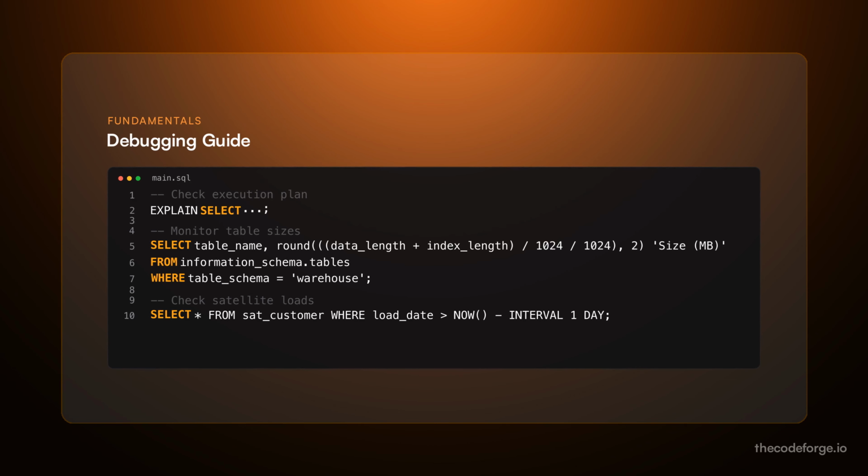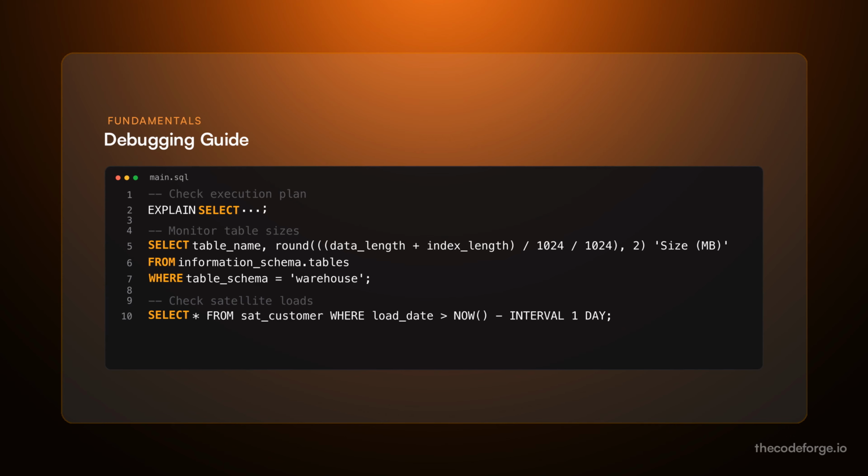When debugging Snowflake schema performance, start by checking the query execution plan. Look for nested loop joins and consider denormalizing or adding indexes. Use information schema to monitor table sizes and satellite loads for data vault, filtering with something like load date > now() - interval 1 day to focus on recent records.